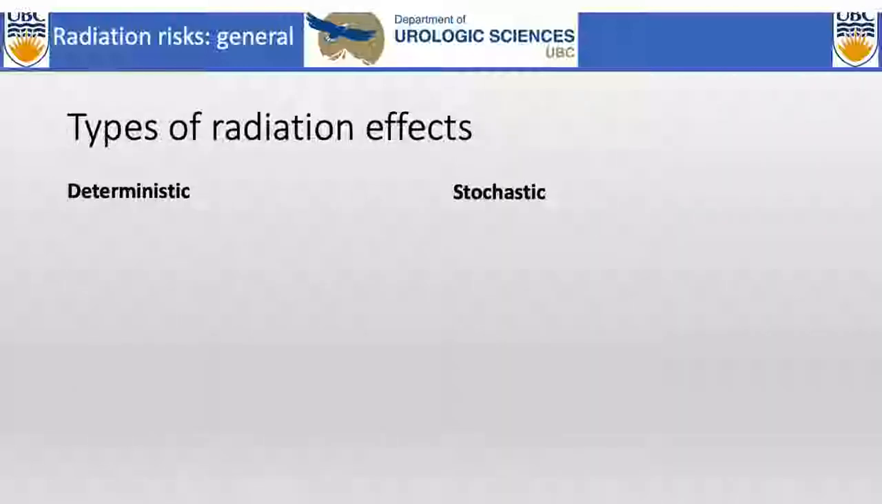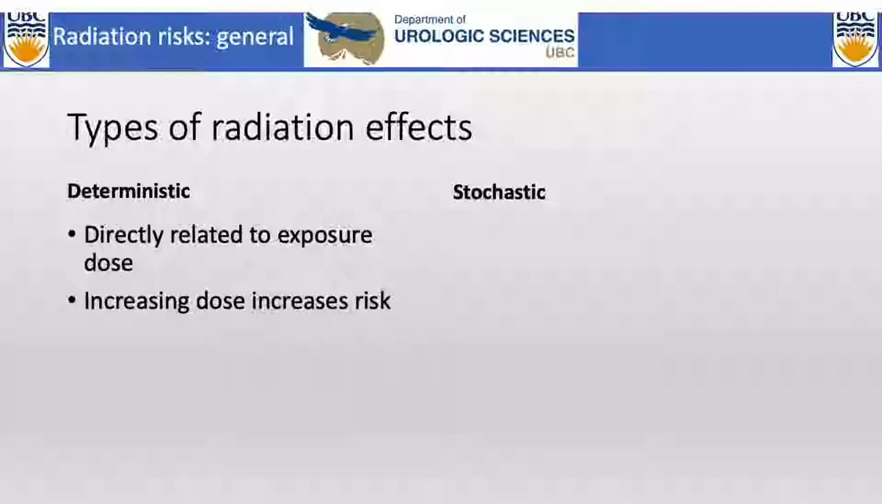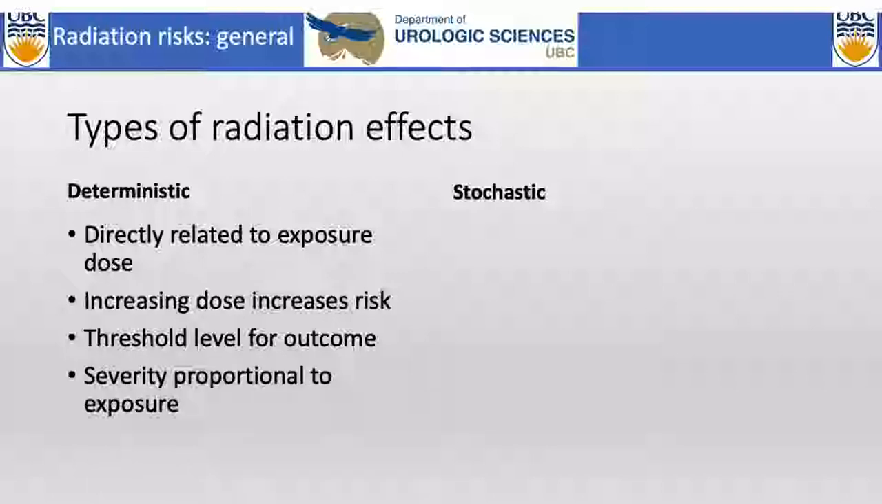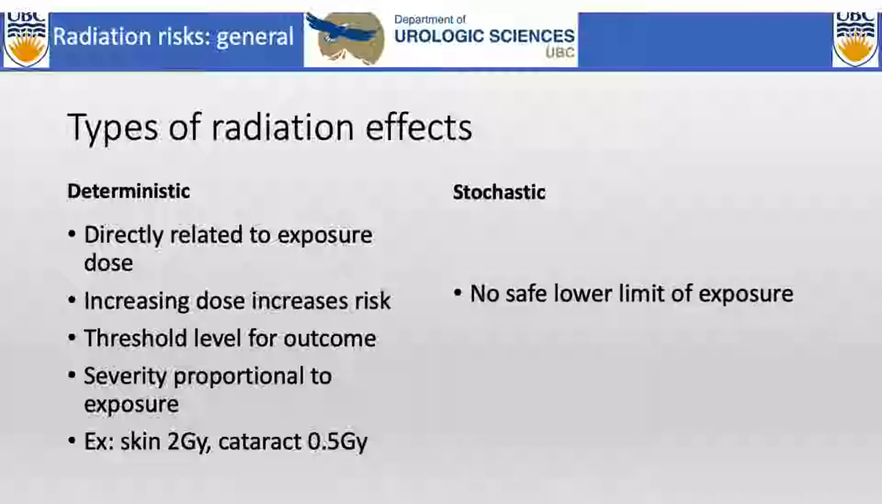Radiation effects can be divided into two categories, deterministic and stochastic. Deterministic effects are directly related to the exposure dose. Increasing dose increases your risk, and the main thing for deterministic effects is that there's a threshold level. So you hit a certain level, and you're going to see an outcome. The severity is proportional to the exposure. Examples of this: skin damage will happen at around 2 grays of exposure and cataracts at around 0.5 gray.